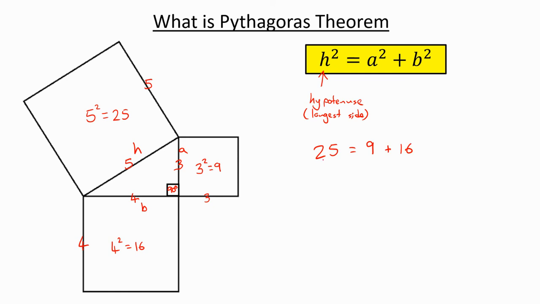And so what we get is the square built on this side has the same size as the other two squares on the shorter sides combined. So 25 equals 9 plus 16. And so this connection always holds when we have a right angle triangle.